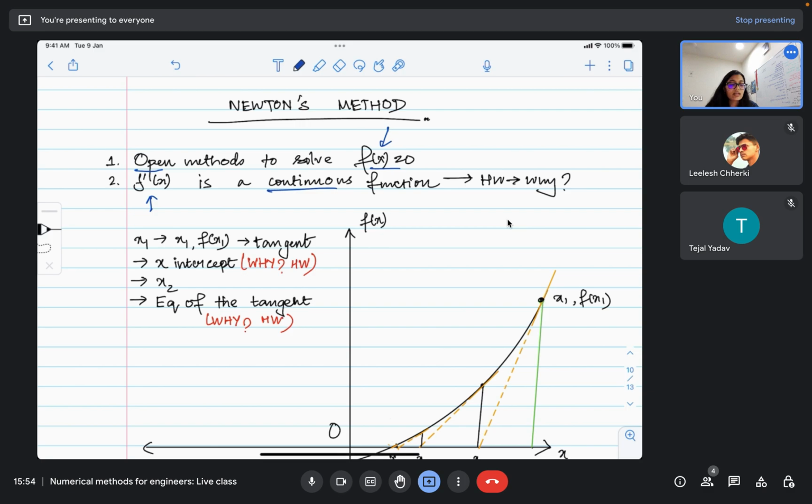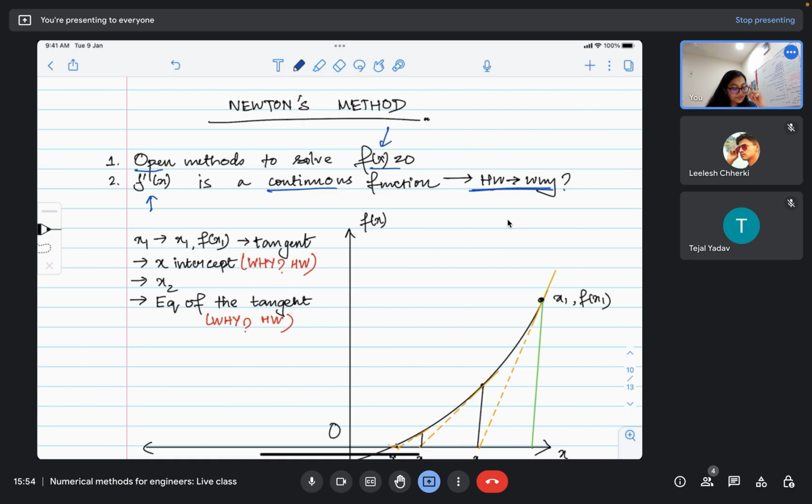Okay. And you guys think about it. I would have discussed with you all, but now there's no time. It's just 10 minutes left. So you guys think about it and come up. I will ask you in the next class why you think that this f dash x is supposed to be a continuous function.